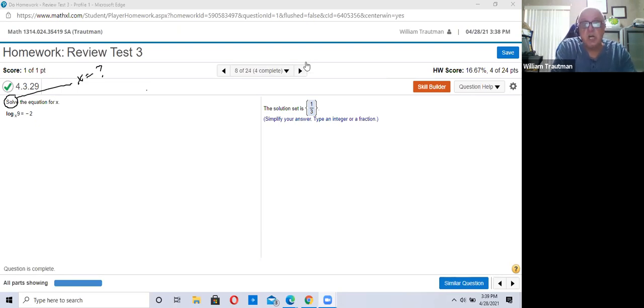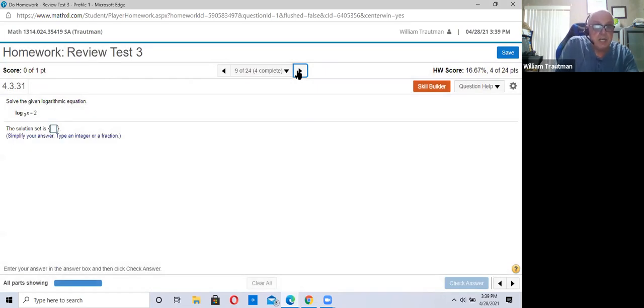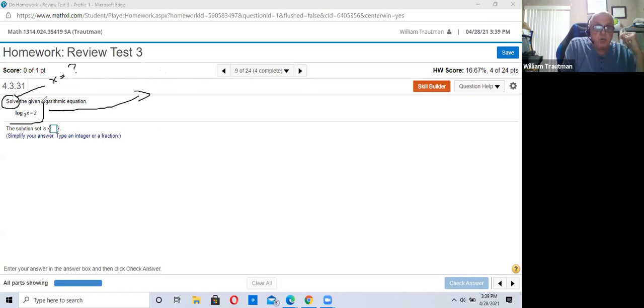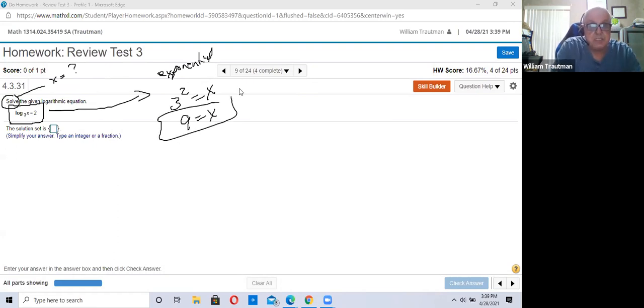The next question is 9. I'm sure it's going to be the same thing. Solve. That means tell me what x equals. And this is an easier solve because you change it. You can't find out what x equals in log form. You have to change it to exponential form. And this changes to 3 to the second power equals x. 3 to the second power is 9. And there, we're done. The answer is 9.